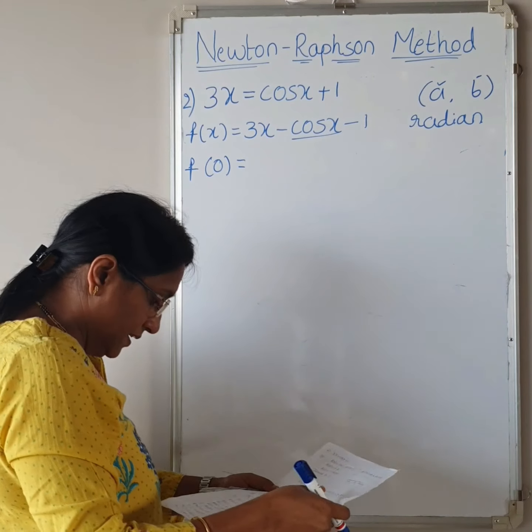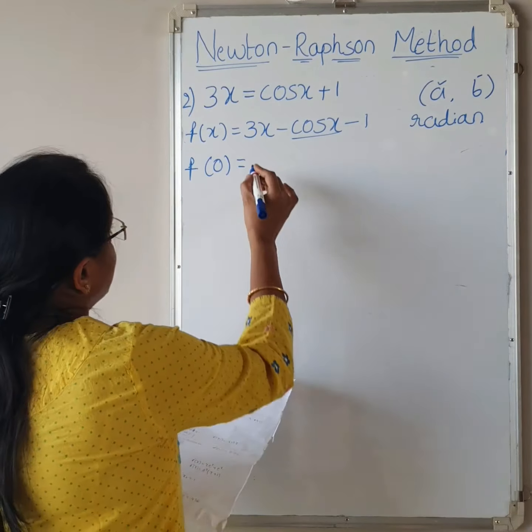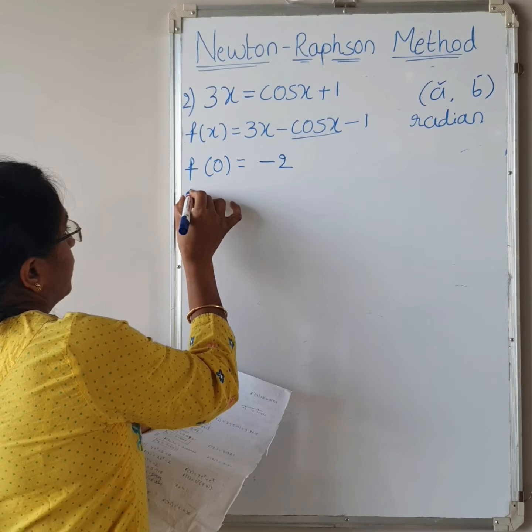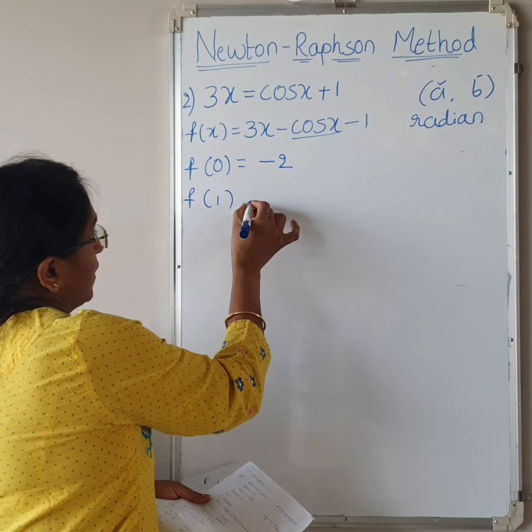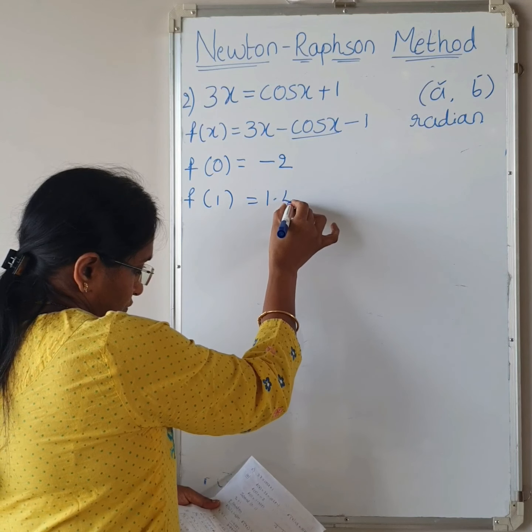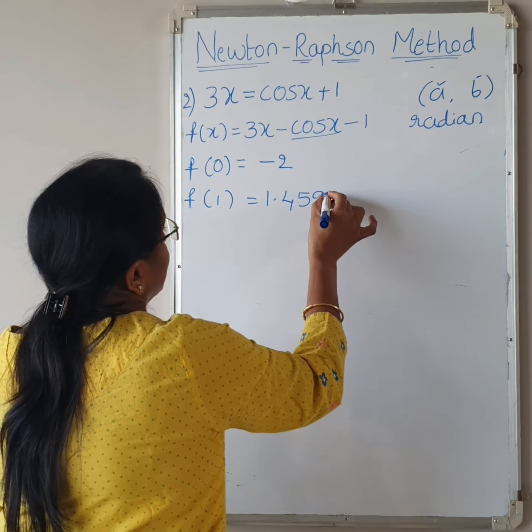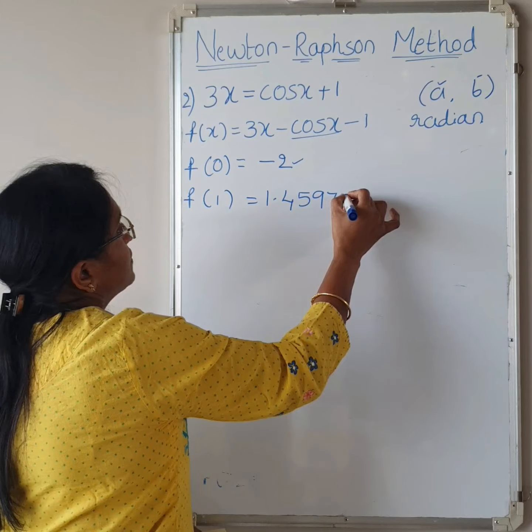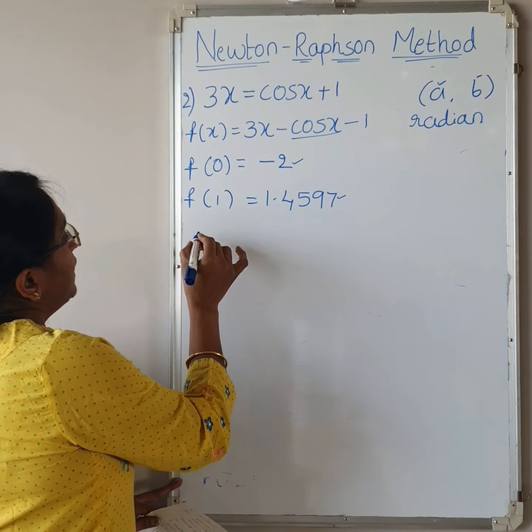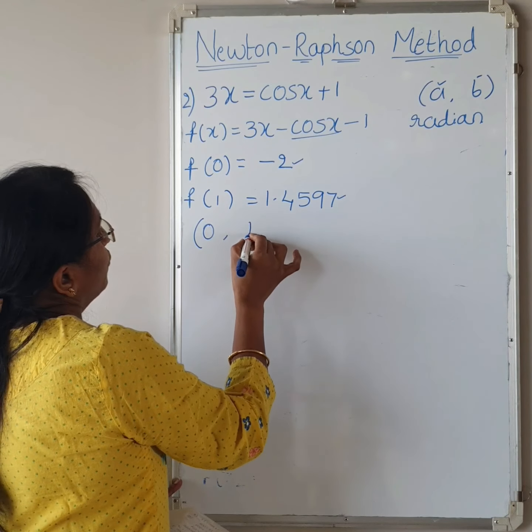So first find out f of 0. F of 0 is minus 2. F of 1 is 1.4597. So here this is negative, this is positive. So the interval is 0, 1.